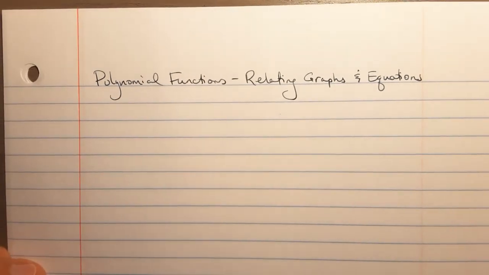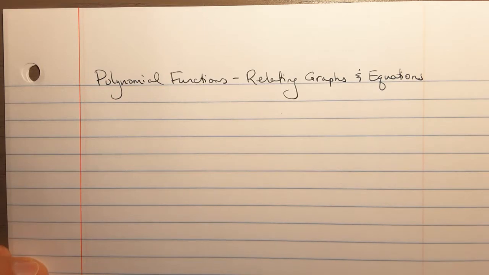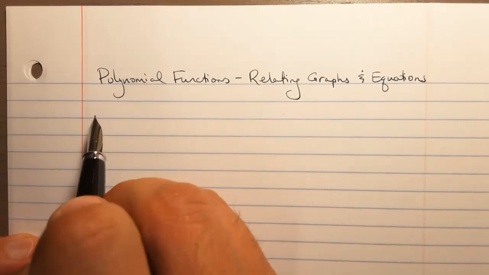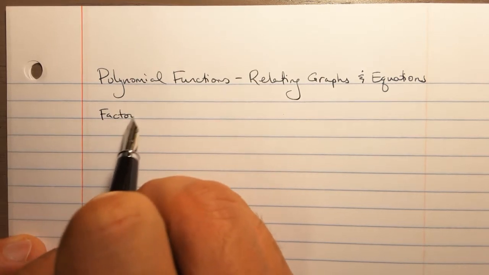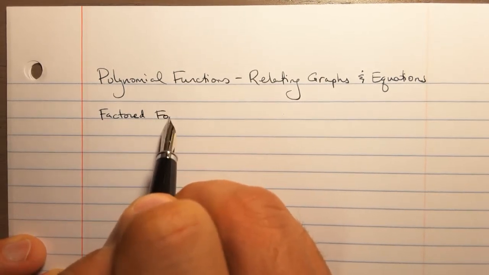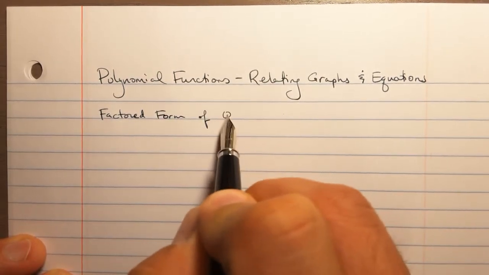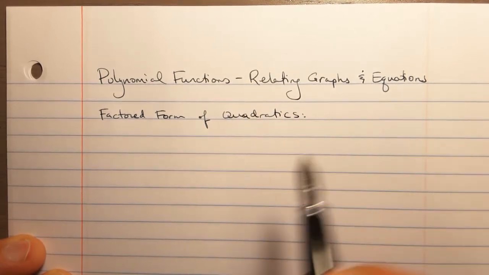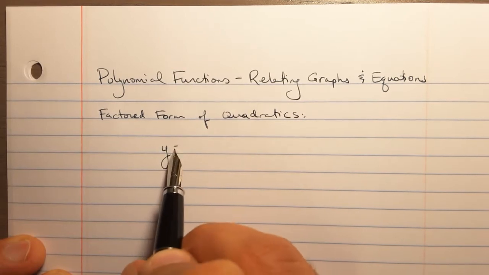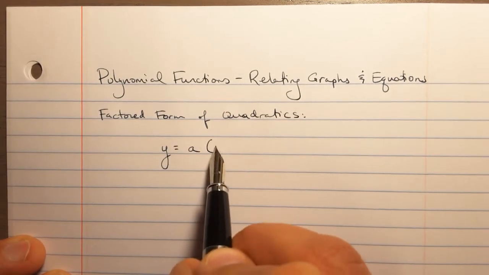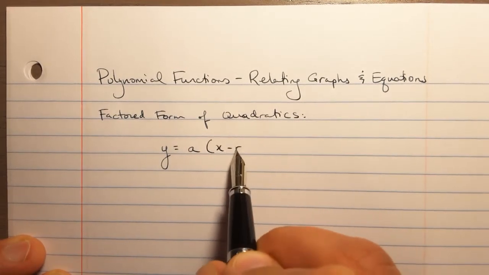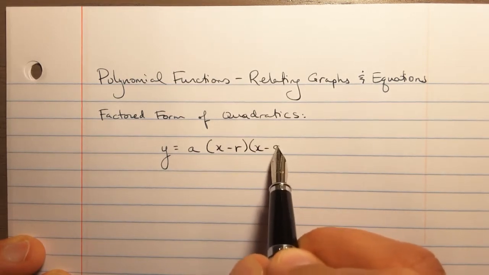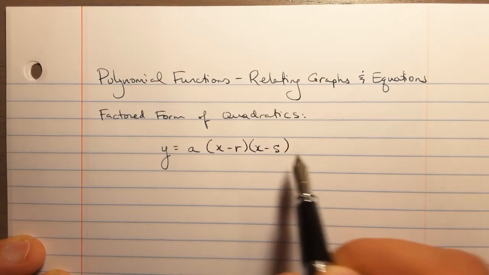We are going to learn about the relationship between the graphs and the equations of polynomial functions. So first, let's remember the factored form for quadratics. It looked like this. Y equals a times x minus r, you may have used a different letter, and x minus s. You may have used p and q or something like that.